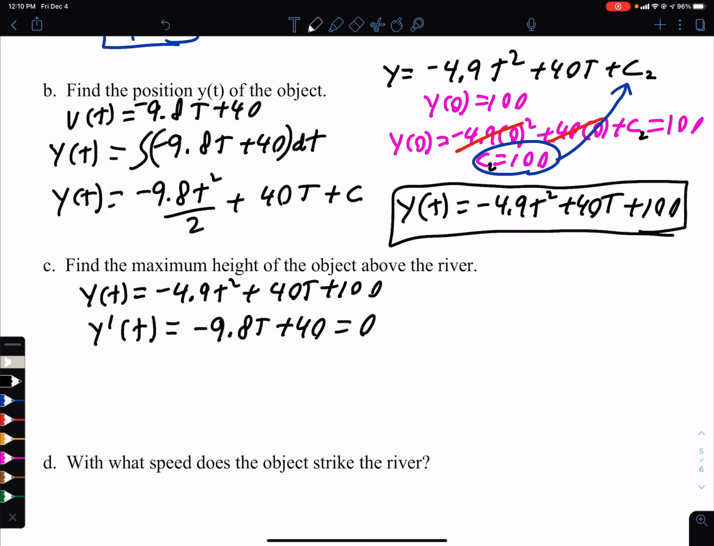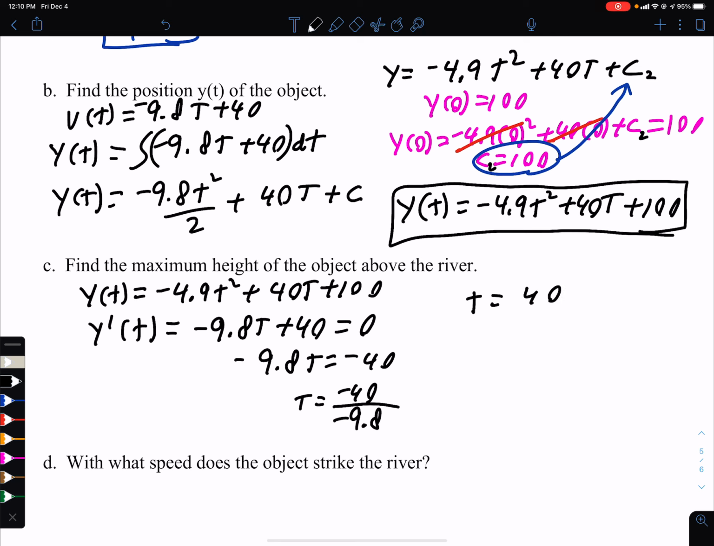I set that equal to 0. Subtract 40 from both sides. Divide both sides by negative 9.8. And I have my time. 40 over 9.8. Now, I can throw that in the calculator and get an approximate answer here. 40 divided by 9.8. And I get, ooh, I don't want to do that. I'll just leave it like that.